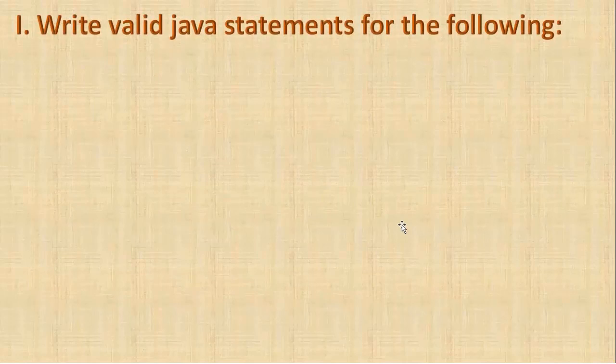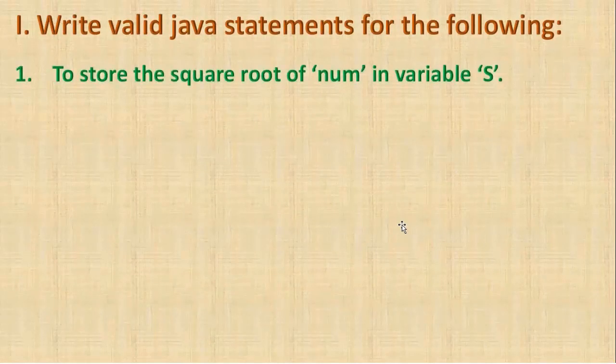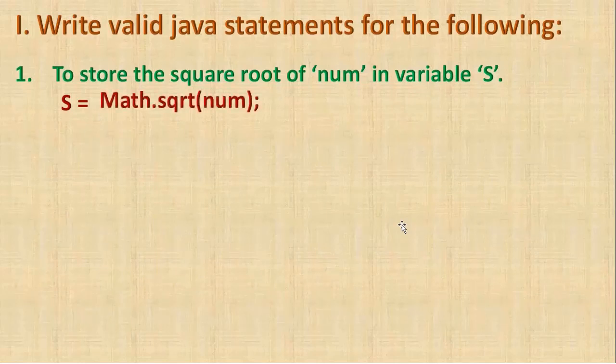Write valid Java statements for the following. To store the square root of num in variable s. So we have to assign the value to the variable called s. So we will write s = square root of num. So we have the sqrt function for it. We will write Math.sqrt(num); terminate.